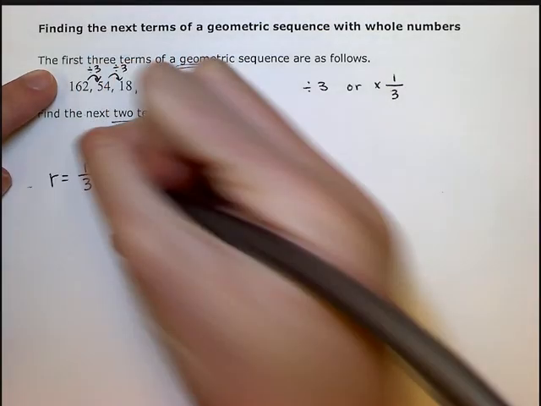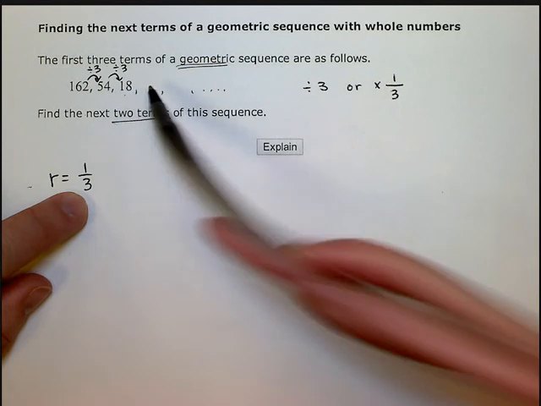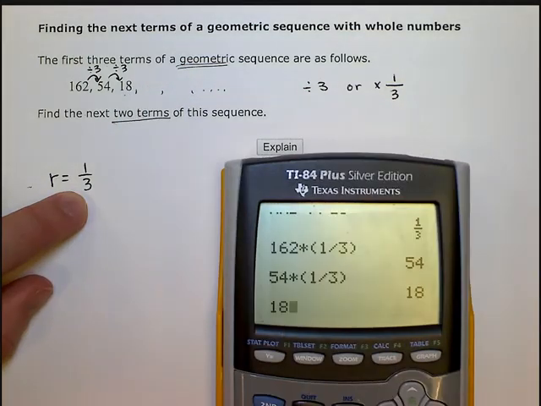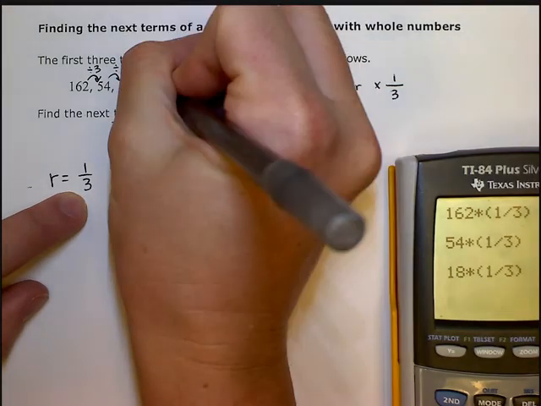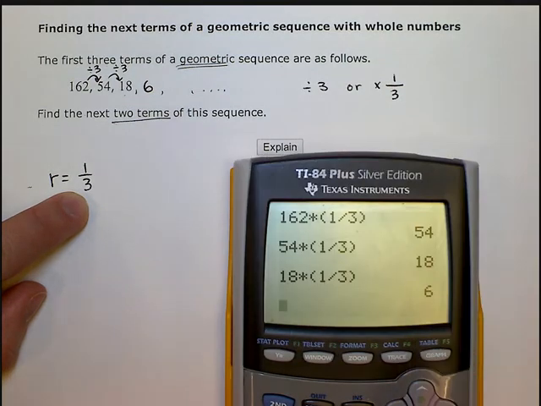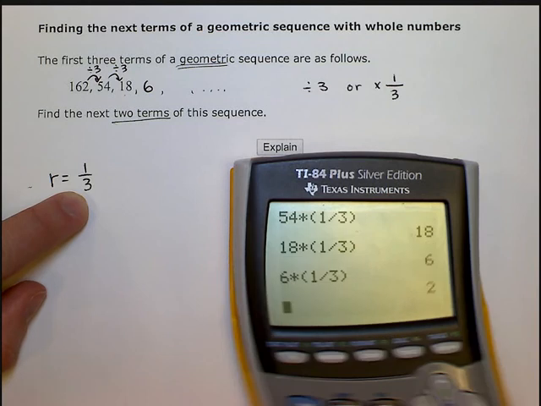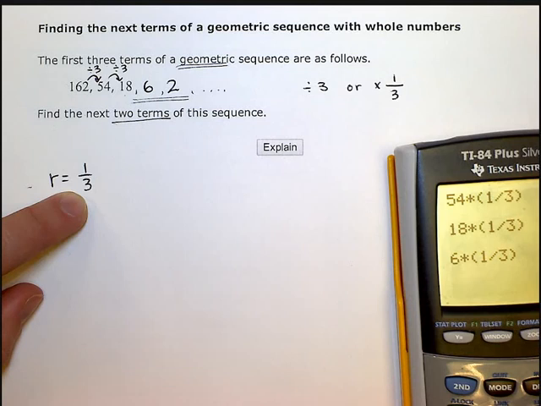So I need to multiply this common ratio by this term to get the next one. So I'm going to do 18 times 1/3. That's going to be 6. So my next term is going to be 6. To get the next term, I multiply that term, 6, by my common ratio, 1/3. That will be 2. So the next two terms of this sequence are 6 and 2.